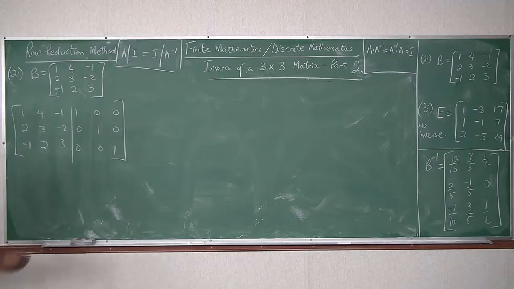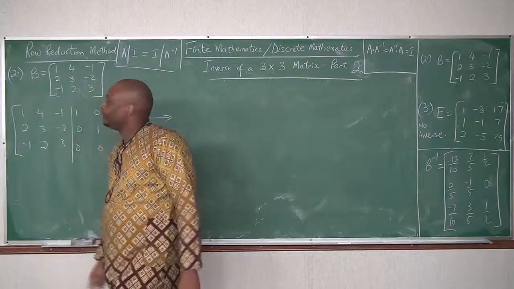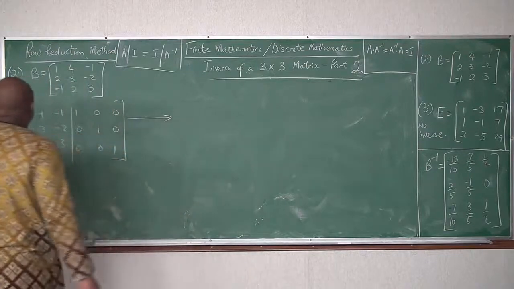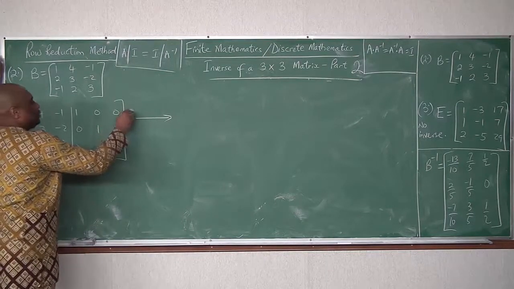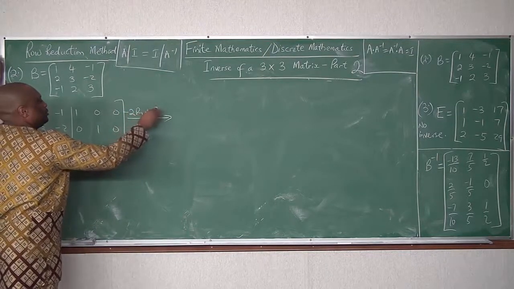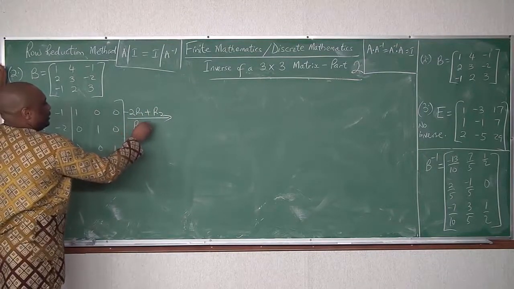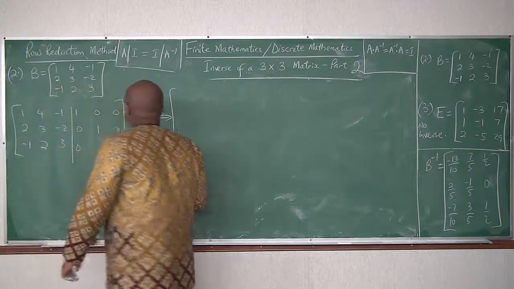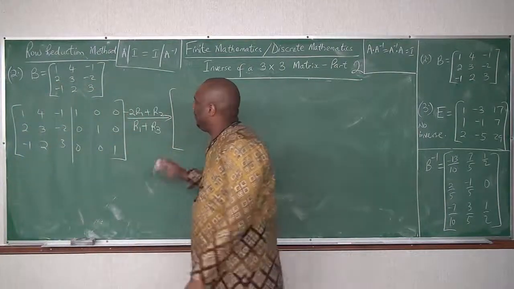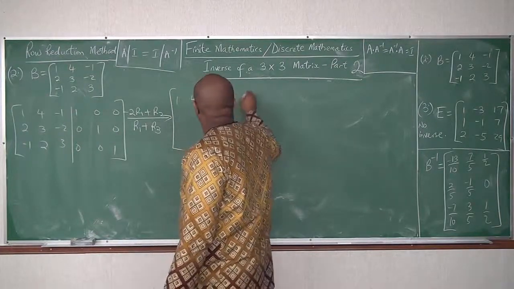Let's do the row operations. What do we have here? We want to make these entries 0, so we use row 1 to operate. This is negative 4 R1 plus R2, and this is R1 plus R3. So what do we have? R1 is unchanged, we leave it: 1, 2, negative 1, 1, 0, 0.